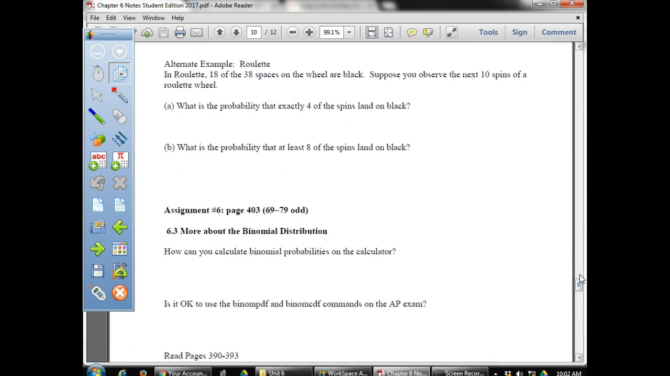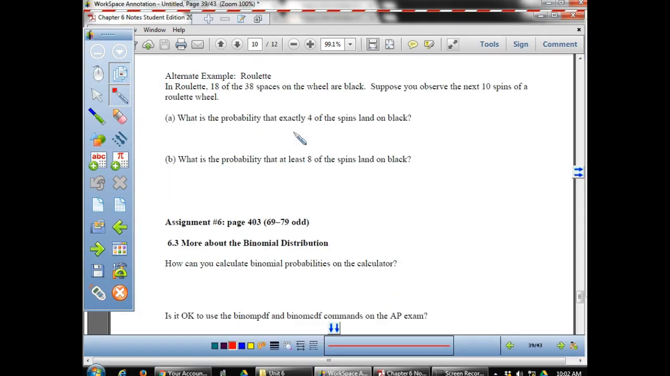So we have a roulette example here. 18 of 38 spaces on the wheel are black. Suppose you observe the next 10 spins of a roulette wheel. So let's specify what we have here. N is 10. And if success is landing on black, we need that probability.